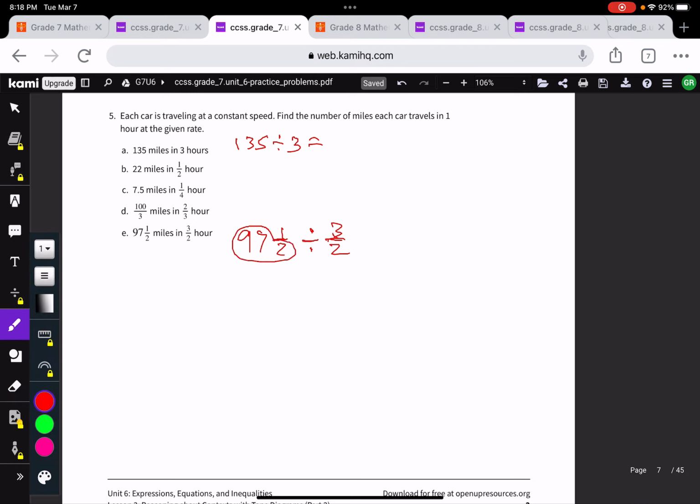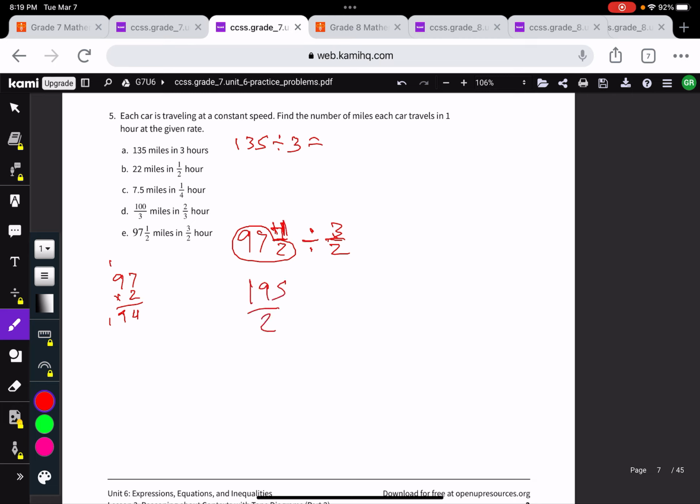97 and a half. That means how many halves is 97? Well, I do the buying. That reminds me to do 97 times 2. So I double 97. What is 97 doubled? 97 times 2 is 194. So I have 194 halves plus one more half. So I have 195 halves.